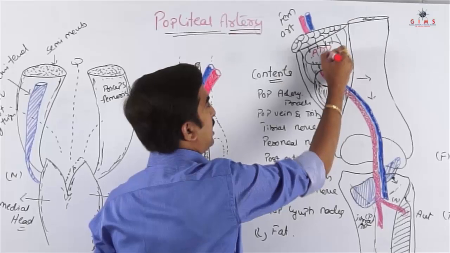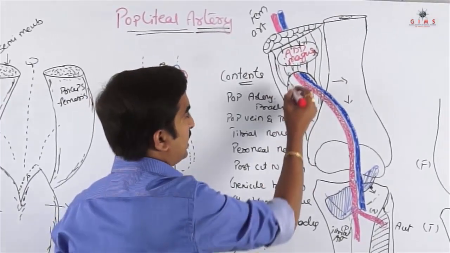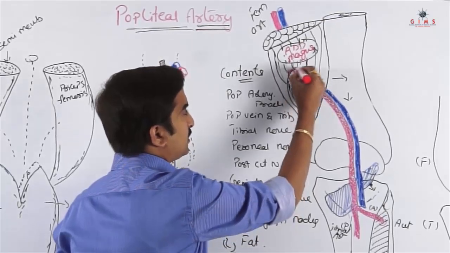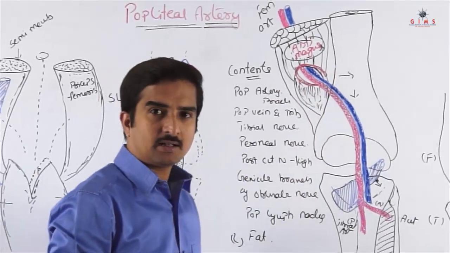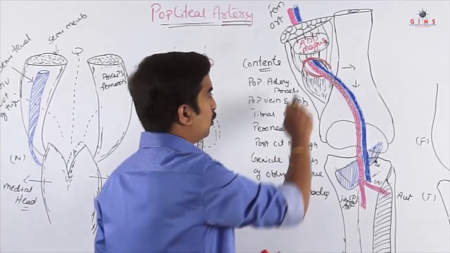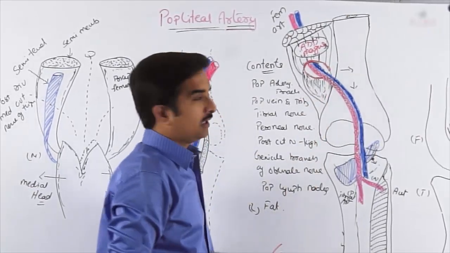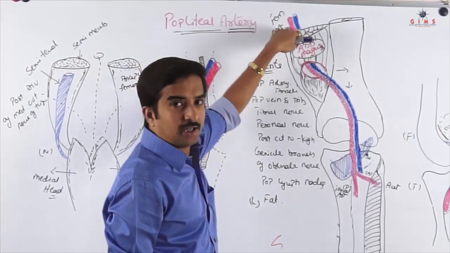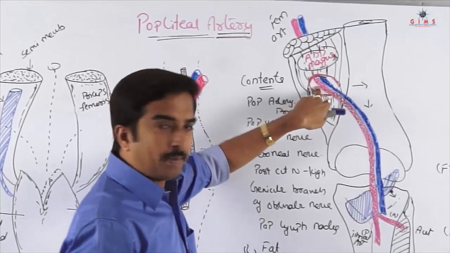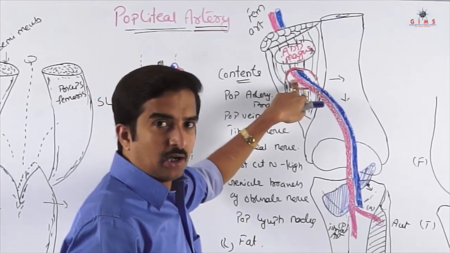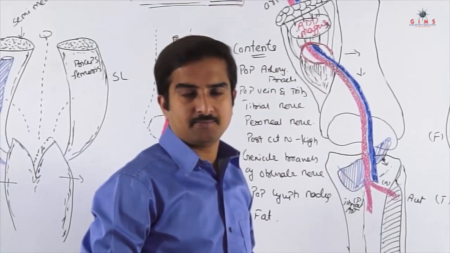This is the adductor magnus muscle, and in the adductor magnus muscle, whatever you are seeing, this is called the opening of the adductor magnus, called the adductor hiatus. This is the opening of the adductor magnus. This is called the adductor hiatus. And this is the femoral artery. After it passes through the opening of the adductor magnus or adductor hiatus, it continues as the popliteal artery.